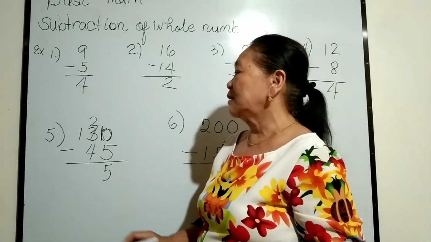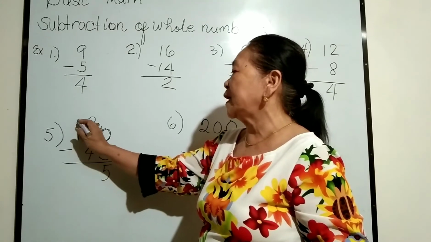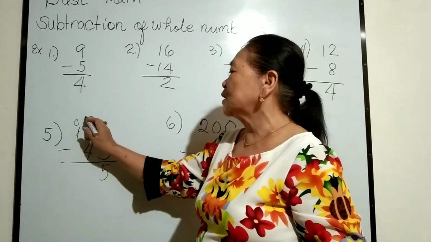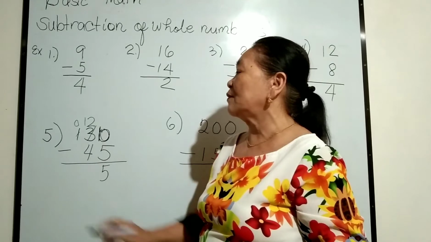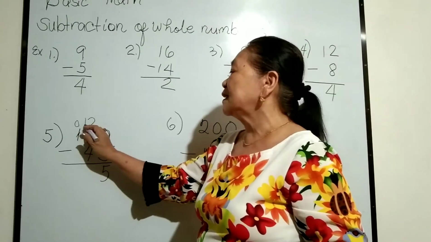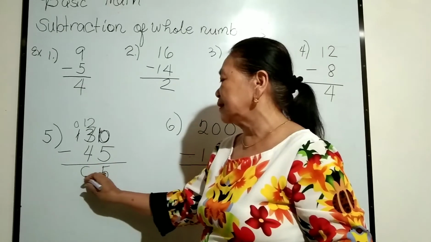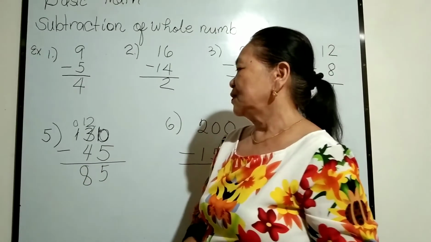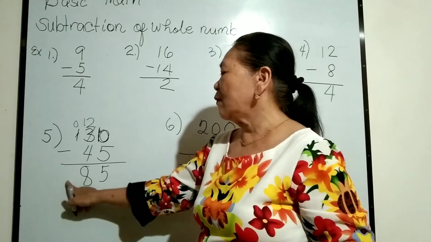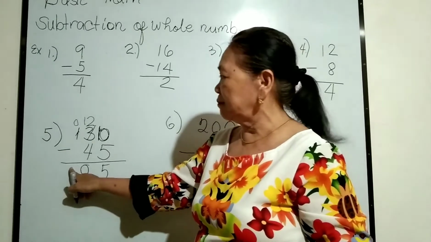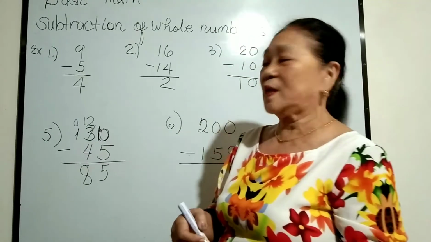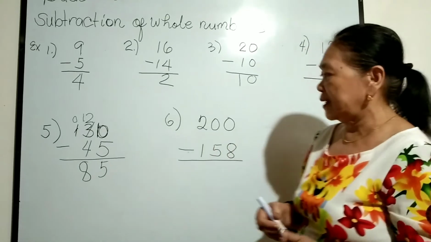2 again cannot be, so you borrow 1. So, this is already 0. So, the 1 is already here. So, this becomes 12. 12 minus 4 is 8. So, if I write 0 here, it's okay. But if we're not going to write 0, still it's okay.